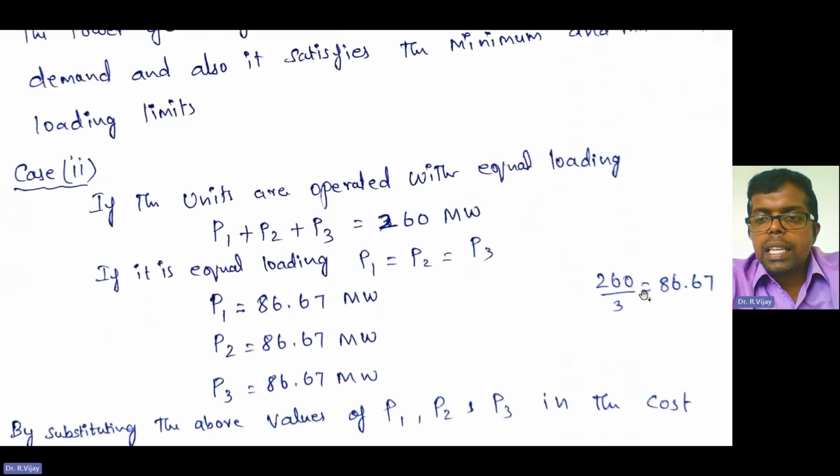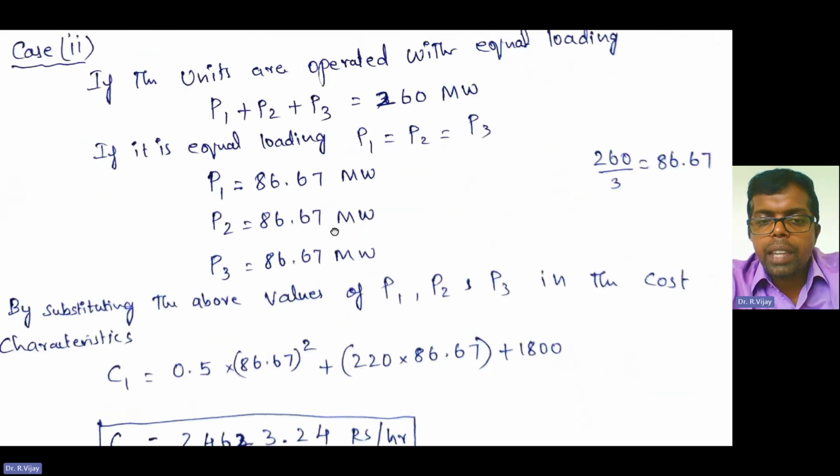So 260 divided by 3 is nothing but 86.67 megawatt. 86.67 megawatt should be for all. That is, P1 is equal to 86.67 megawatt, P2 is equal to 86.67 megawatt, and P3 is equal to 86.67 megawatt. If you add all these, we are getting 260 megawatt.